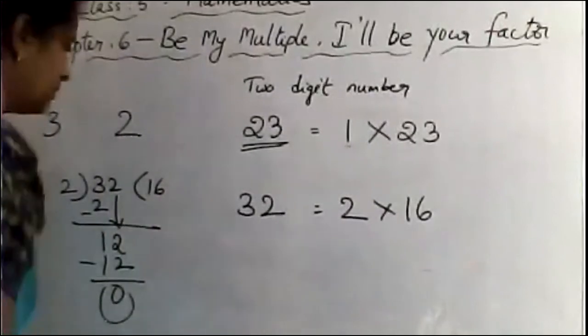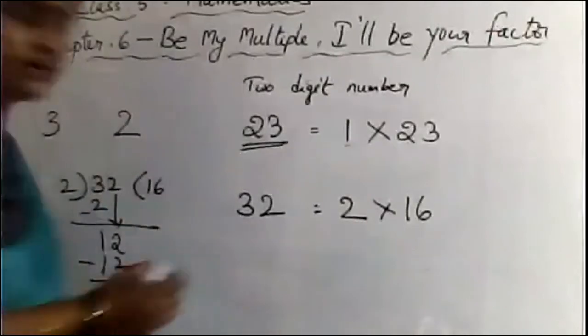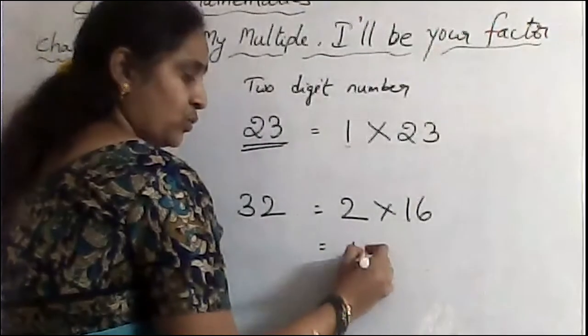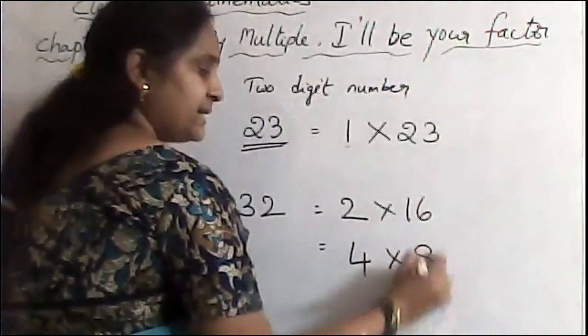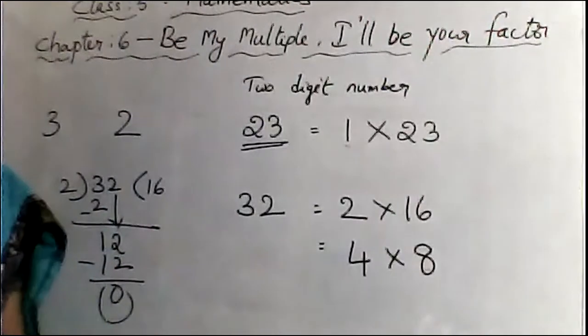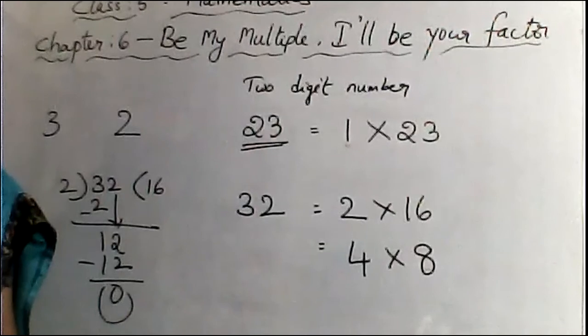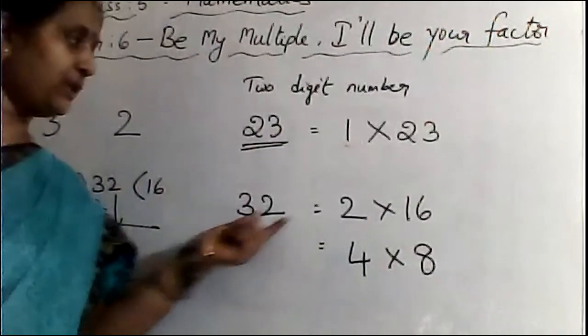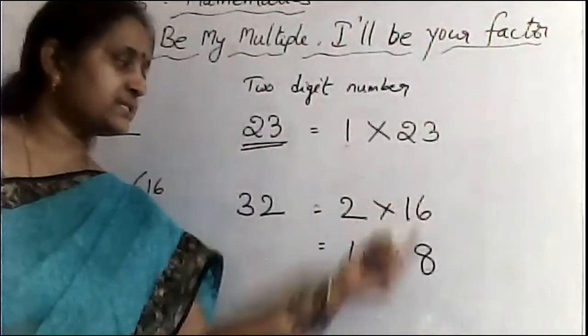Next, the 4 table. Can anyone say the 4 table? How many times will it go? 4 eights are 32. So 32 is a multiple of 2, 4, 16 and 8.